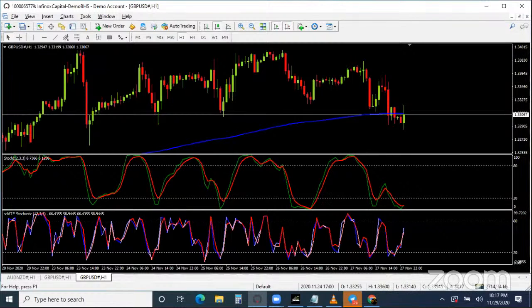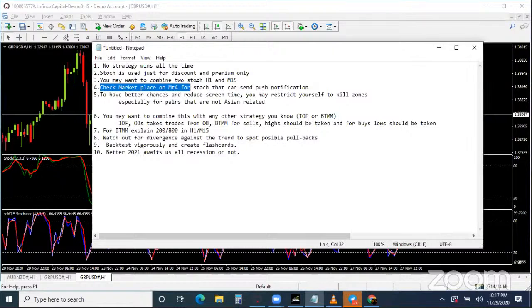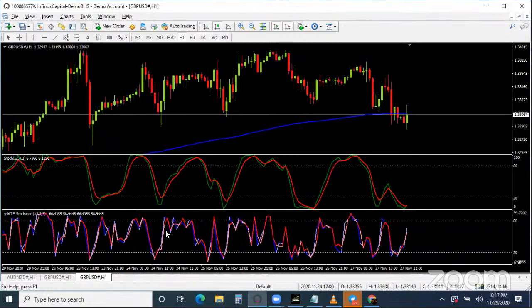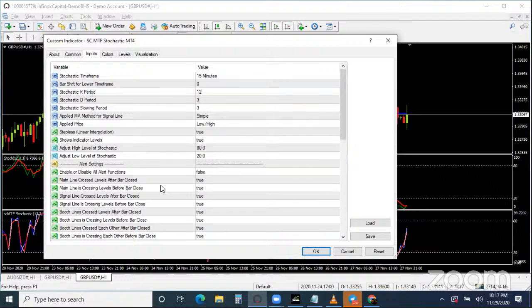So I've mentioned how you can check the marketplace for MT4. Now, this stochastic here has very wonderful attributes. It can send push notifications to you. I wouldn't want to go through what it means to send push notifications and the like. I'll just give you an example, but there are several videos on YouTube, and I don't need to spend time on it again. Somebody can just find that and send it to us.